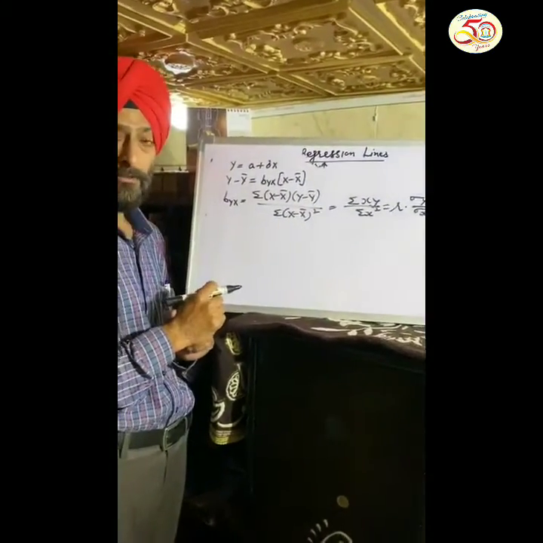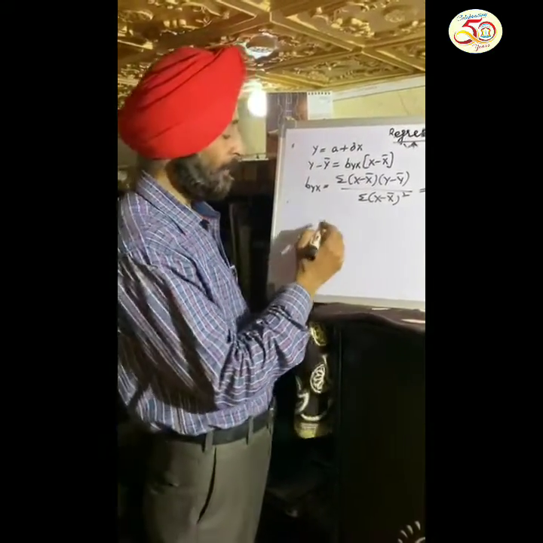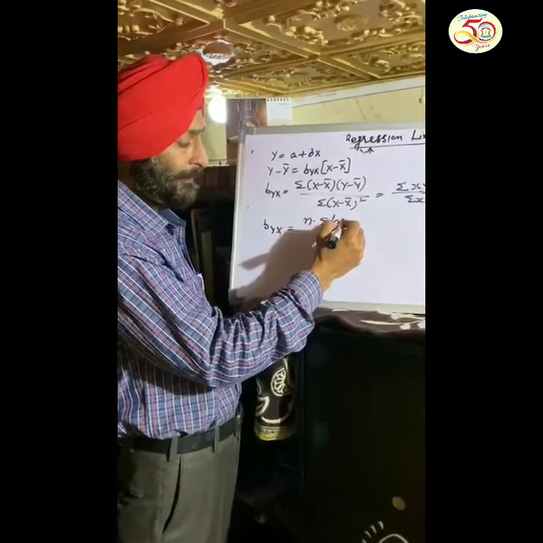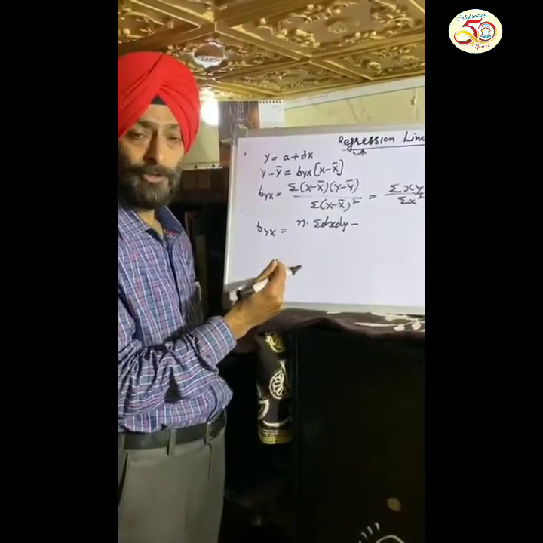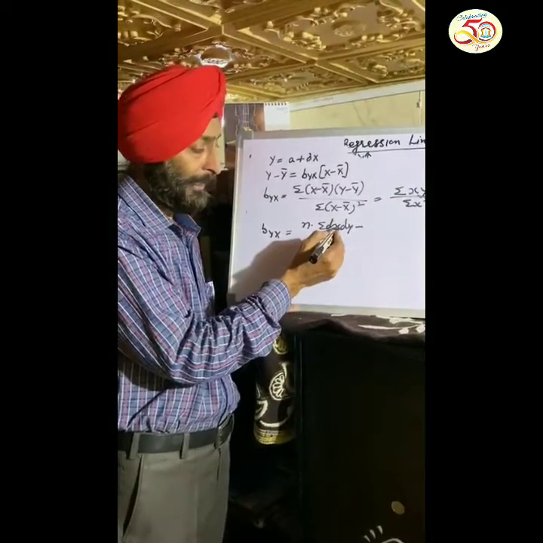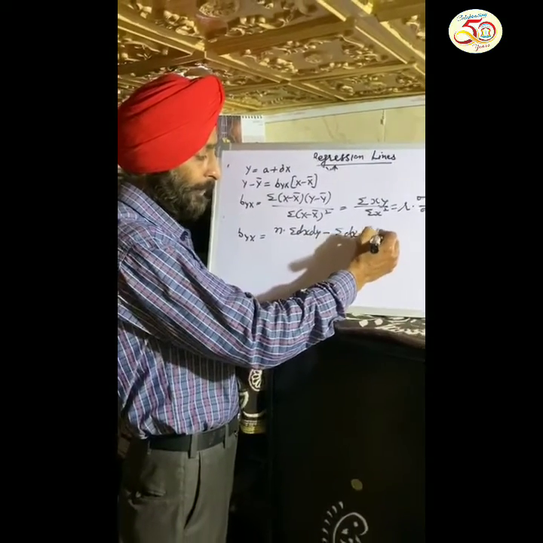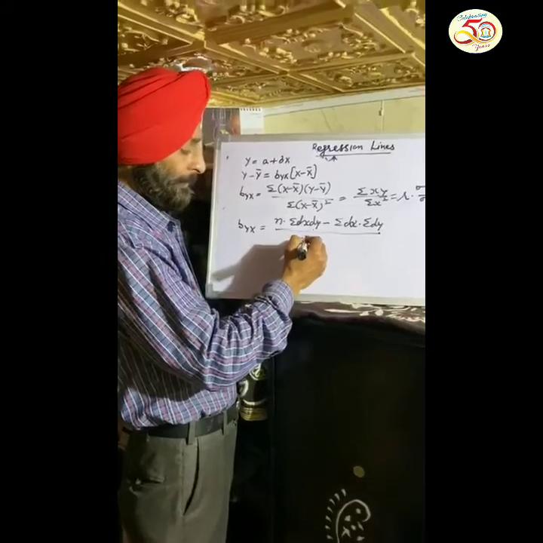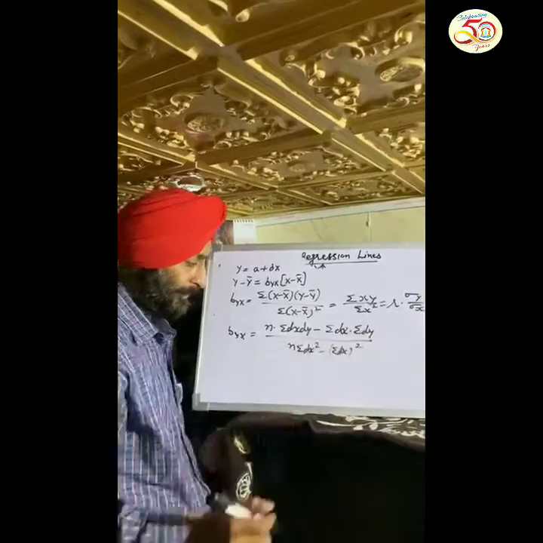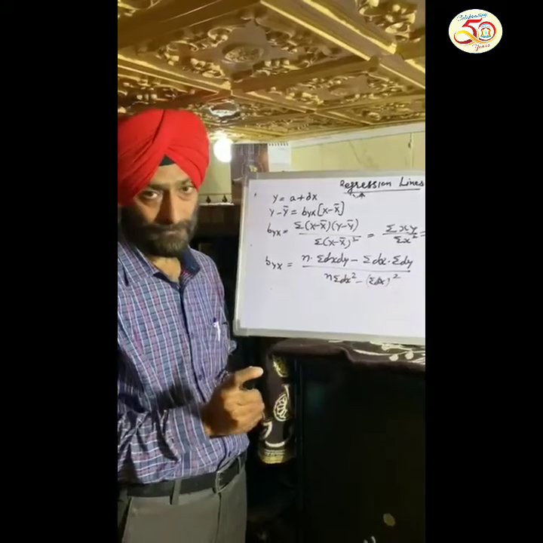Another method is the shortcut method, with which we can derive this value in terms of assumed mean. So byx will be equal to n sigma dx dy, where dx is deviation of x from assumed mean, and similarly dy is deviation of y from assumed mean. We take their product and then the summation, minus sigma dx into sigma dy, divided by n sigma dx square minus sigma dx its whole square. So these are the methods which we use to calculate byx.